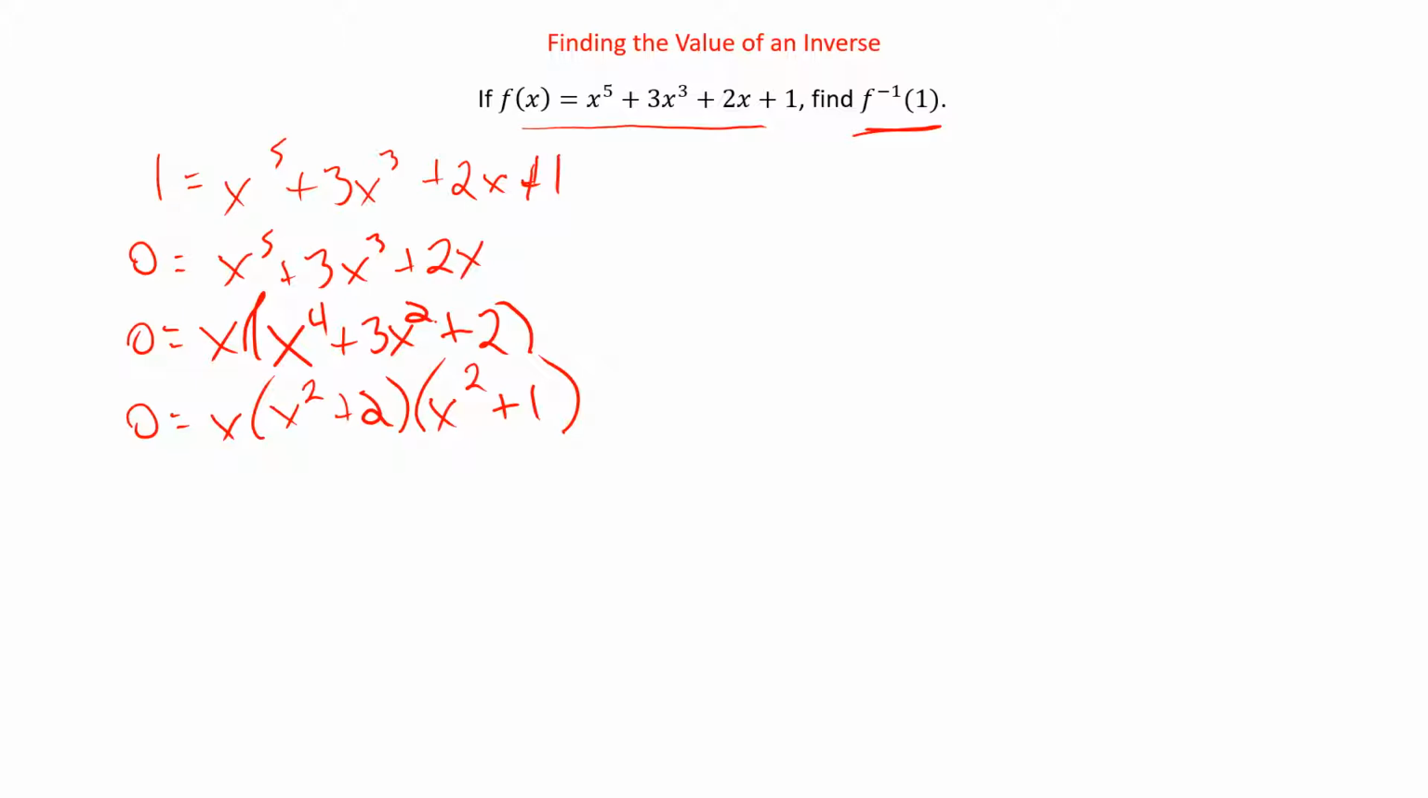Well, either x could equal 0, in which case x equals 0, or x squared plus 2 could equal 0, or x squared plus 1 could equal 0. But in both of these, x squared is positive, or 0, greater than or equal to 0. When you add 2 or 1, it's going to be positive. It will not equal 0. So these are not going to give us a 0.